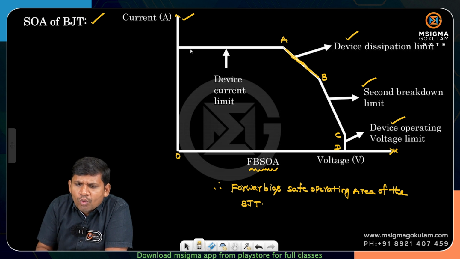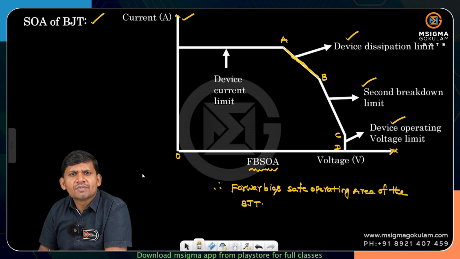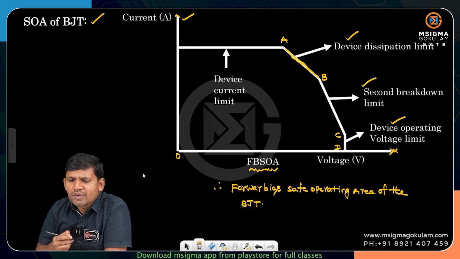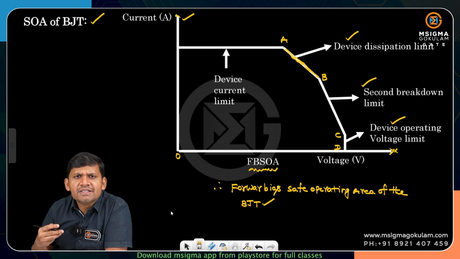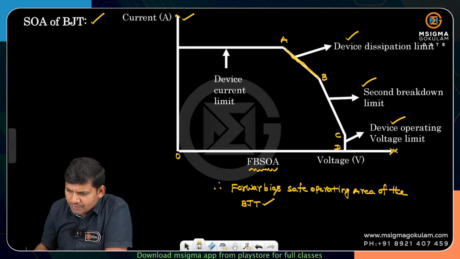And what does OA indicate? This is the current limit. Like this, questions are asked, students. Okay, you have to consider that. This is the forward bias safe operating area of the BJT, that is, bipolar junction transistor.